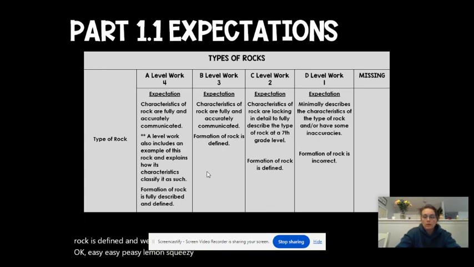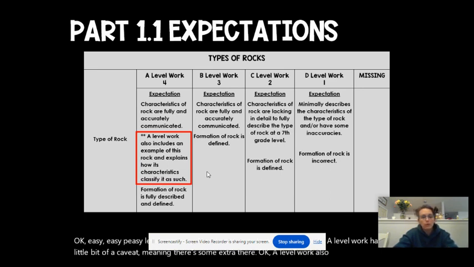Now, I want us to look at A-level work. A-level work has a little bit of a caveat, meaning there's some extra there. A-level work also includes an example of this rock and explains how the characteristics classify it as such. For example, we know that conglomerate rocks are sedimentary. The way that you would go from a B to an A is you would have to explain to me how you know a conglomerate rock is a sedimentary rock.